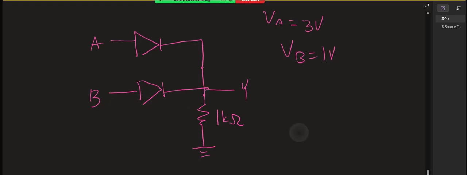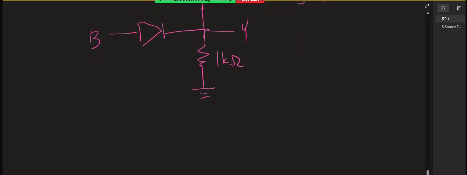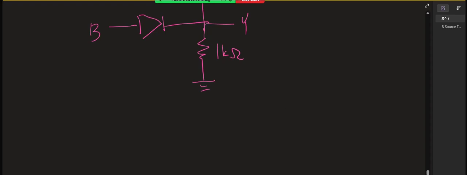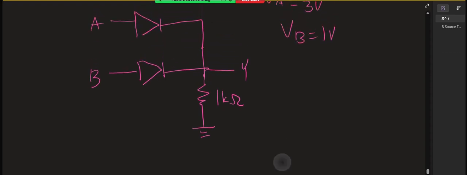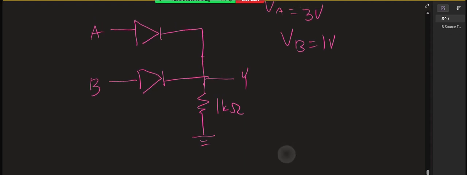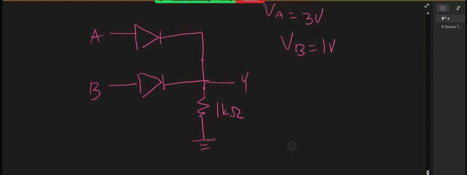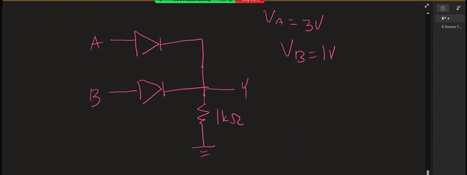Does anyone recognize this circuit? It's an OR gate. What does an AND gate look like? Flip both the diodes. Okay, so how do we determine what the voltage is at Y?